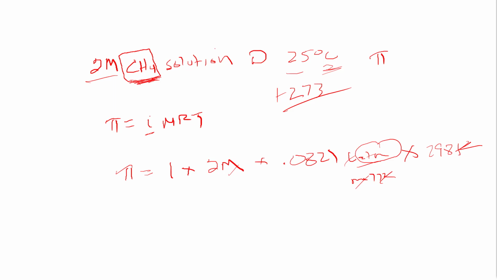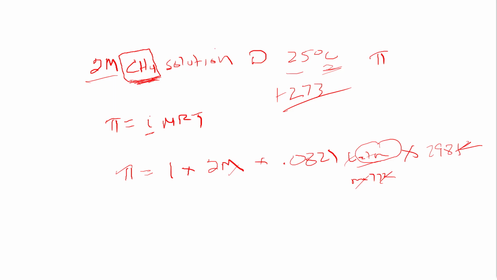All right, so get your calculator. Let's calculate this out. 2 times 0.0821 times 298. And I get 48.9.